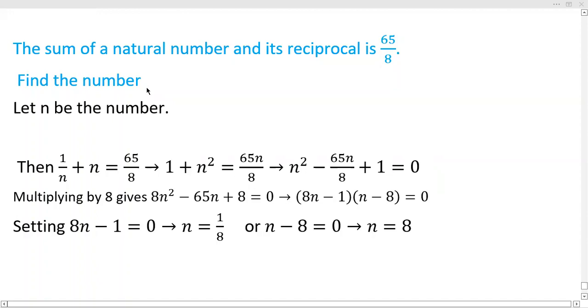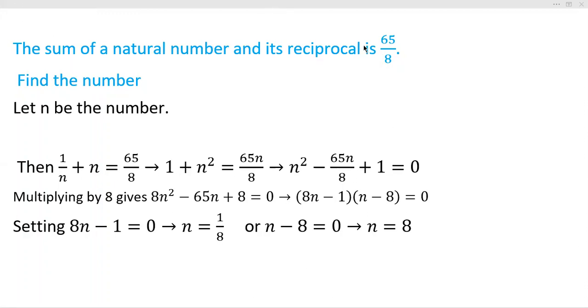I wanted to share a problem with you that was rated as a sophomore level problem, a 10th grade problem in US high schools. The question is: the sum of a natural number and its reciprocal is 65/8, find the number. A natural number is just a counting number like 1, 2, 3, 4, 5, 6. We're given the condition that the sum of a natural number and its reciprocal is 65/8, and we're supposed to find the natural number.